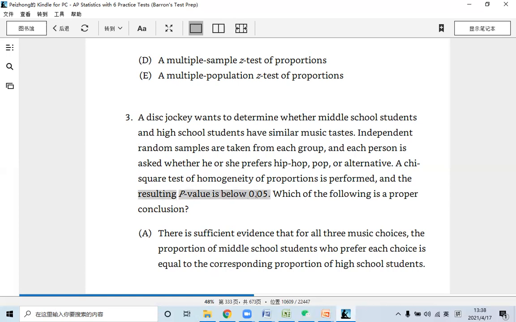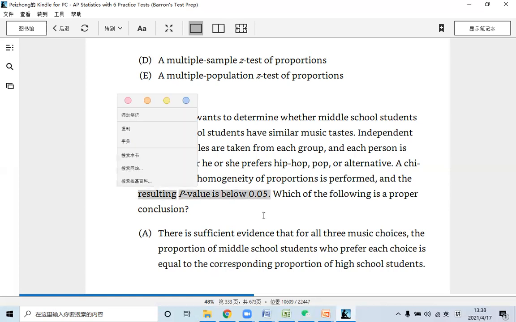The p-value is below 0.05. This means we are rejecting the null hypothesis. We say the null hypothesis does not get any support. So we do not choose this one. This is the null hypothesis. We are rejecting it.